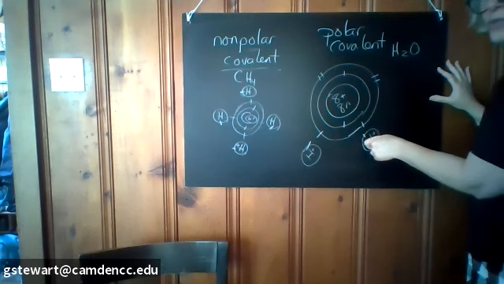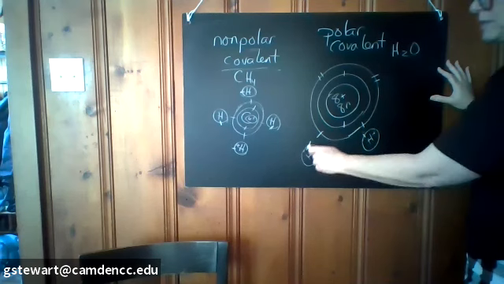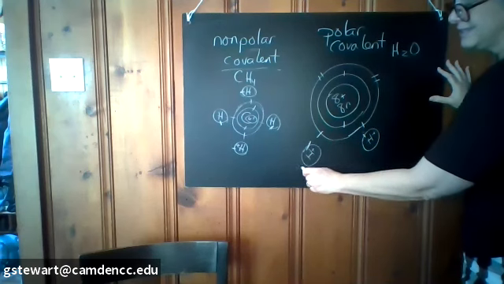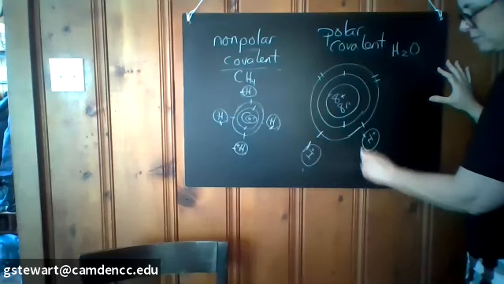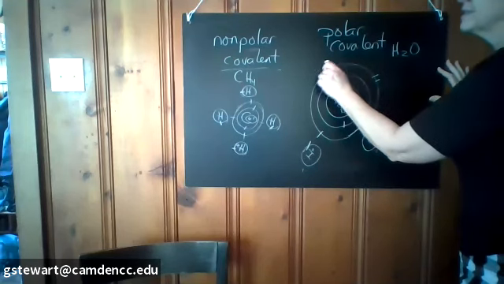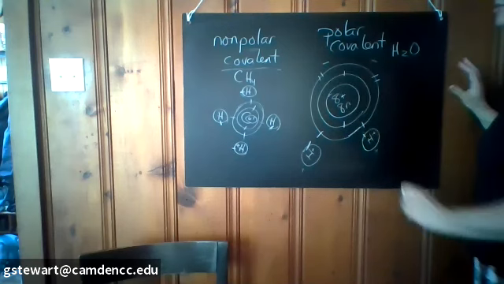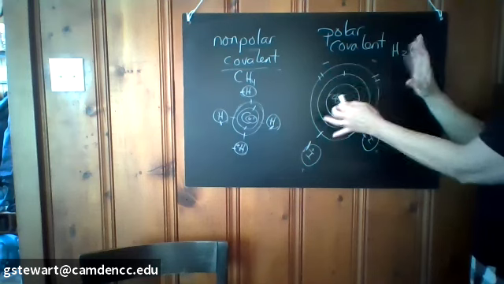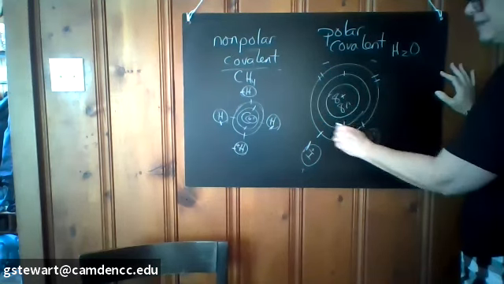Polar, because hydrogen's so small, he only gets the electrons part of the time. So because of that, there's a slight positive charge on these hydrogens and a slight negative charge here on the top of this oxygen molecule because of the polar orientation, because there's a charge difference because the oxygen is so much bigger.